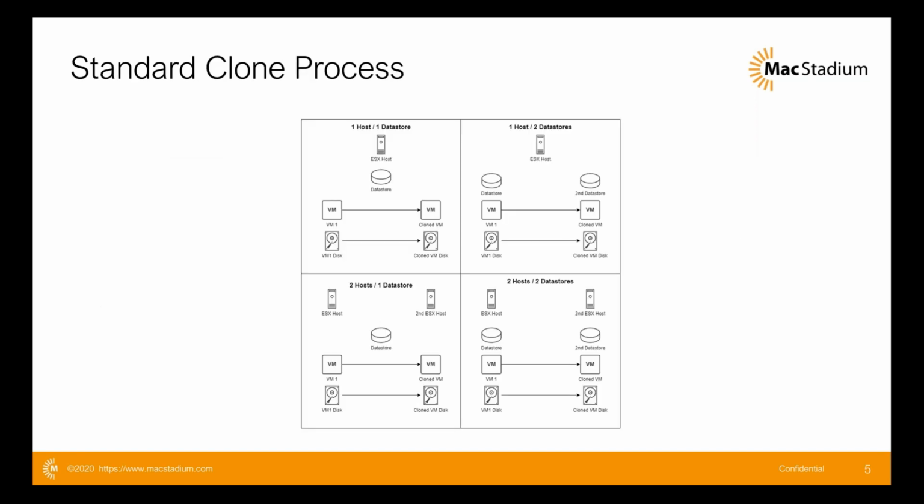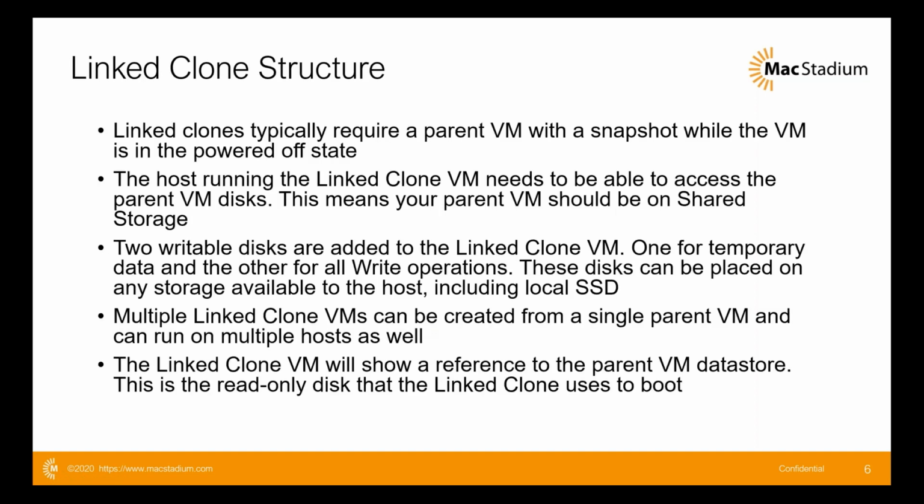So when we talk about a standard clone, we are looking at the VM itself and the VM disk. We can see here we have 4 different examples of what that can look like. It doesn't really change much based upon the scale and what you're doing. You can see that regardless of host count and data store count, all we're doing is looking at the VM properties and the VM disk itself, and then we are cloning that to another system with those same specs and information. But the linked clone process is a bit different.